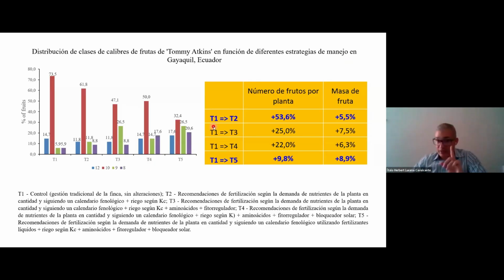So if you compare T1 with T2, T2, for example, showed 53.6% more fruit. But at the same time, it also demonstrated an increase in mass, averaging 5.5%. So T2 provided a larger number of fruit, and the fruit tended to be slightly larger. But when we compare the farm with T3, T3 yielded 25% more fruit and 7.5% more size. So look at what happened with T5, 9.8% higher number of fruit and 8.9% larger fruit. So you'll see that in all of the treatments, we had a larger number of fruit compared to the farm application, as well as slightly larger fruit.